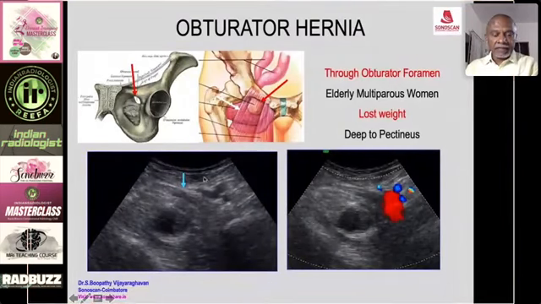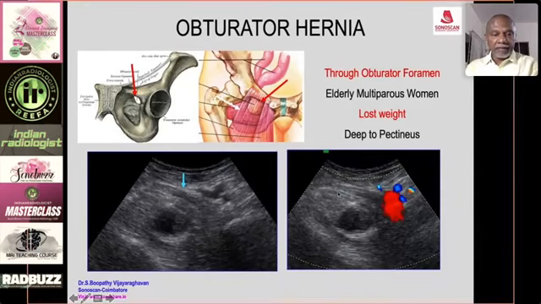The patient had intestinal obstruction. So this is the pectineus muscle, deep to the common femoral artery and the vein, made out by the color Doppler. So this is the pectineus muscle, and the bowel loop is seen here deep to the pectineus. This is the obturator hernia.